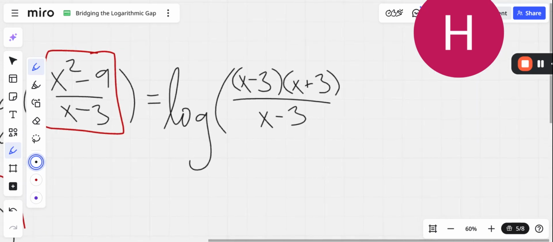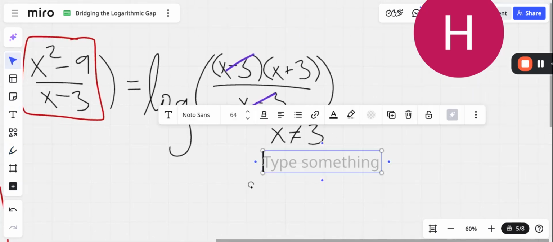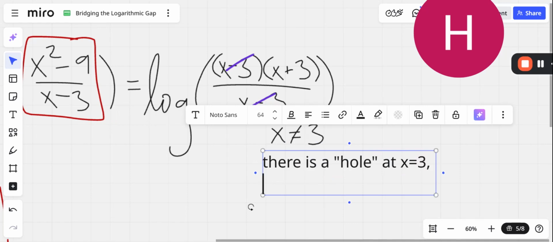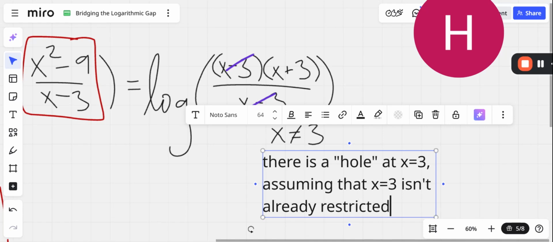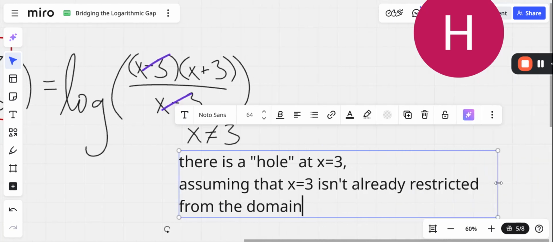over x minus 3. And we see that x minus 3 cancels, which is good, but it also presents a little secret that we have to be aware of. If we're going to cancel this, we need to make a mention that x cannot equal 3. What happens when x equals 3? When x equals 3, there is a hole, assuming that x equals 3 isn't already restricted from the domain. That is important. So if x equals 3 would not have been on the graph anyways, then it's not really a problem.